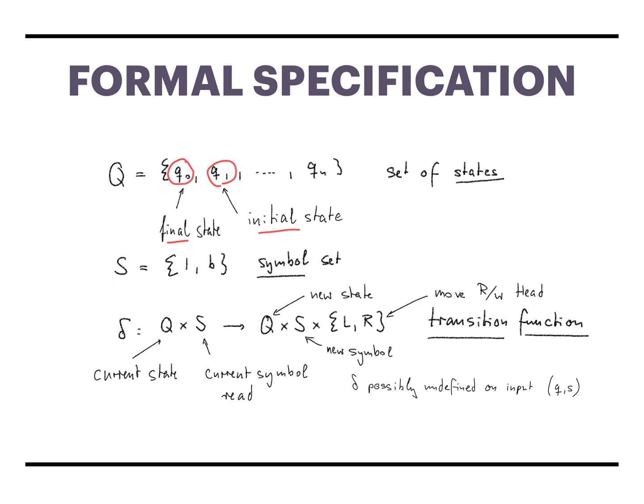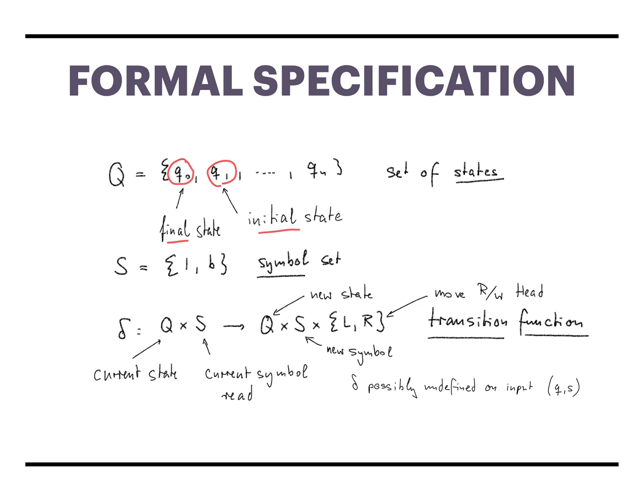Next, we have the symbol set. In our case, since we only allow two kinds of symbols, that's a very simple set, namely just 1 and the blank symbol. There are other possibilities here, but the important thing is everything is finite. So this is a finite set, and this is a finite set.